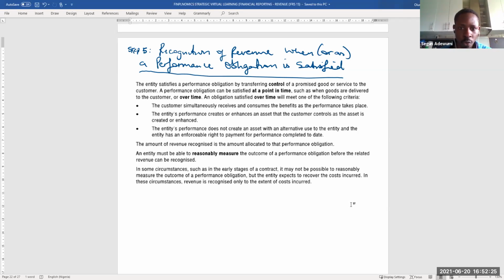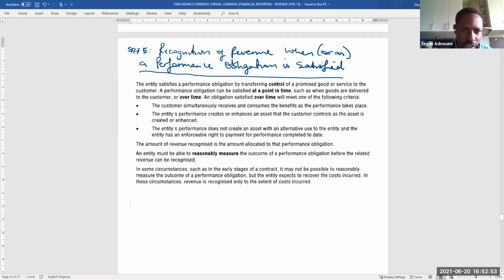Recognition of revenue when or as a performance obligation is satisfied. The entity satisfies a performance obligation by transferring control of a promised good or service to the customer. A performance obligation can be satisfied at a point in time, such as when goods are delivered to the customer, or over time. An obligation satisfied over time will meet one of the following criteria.